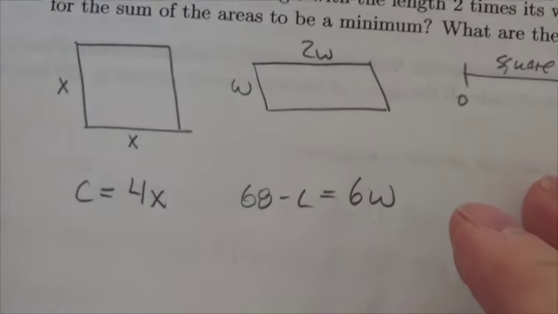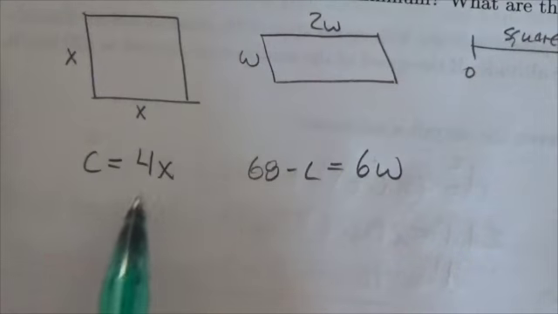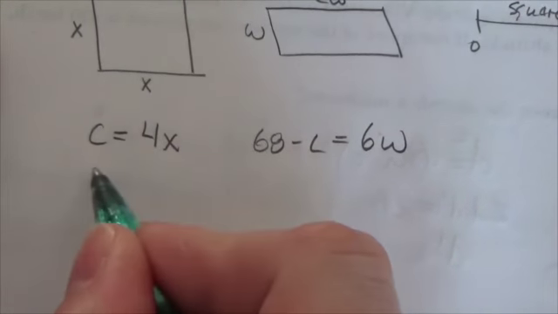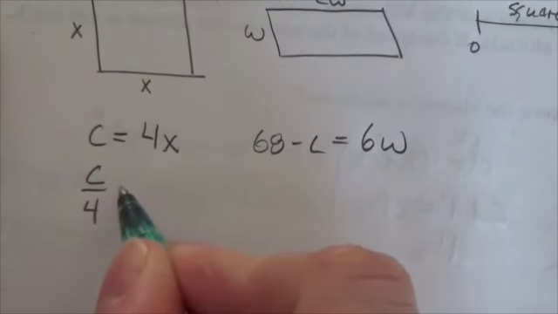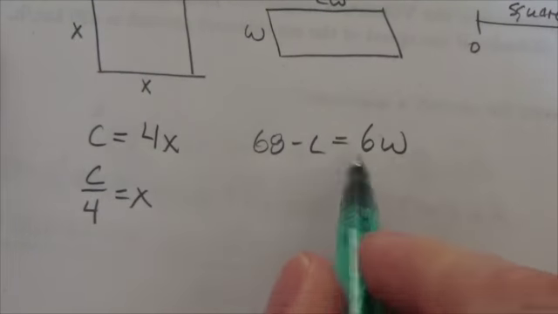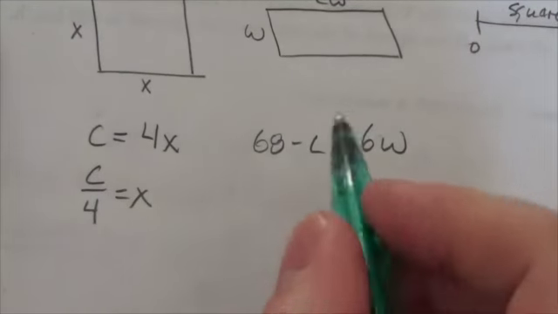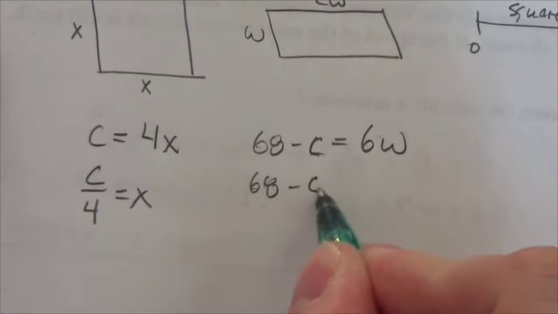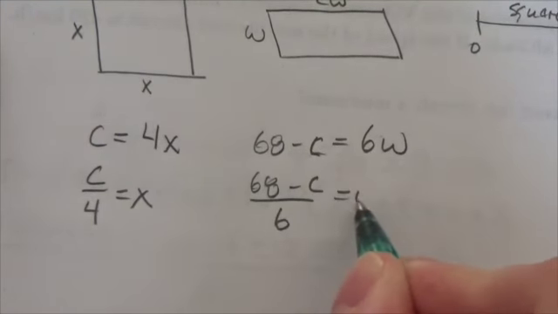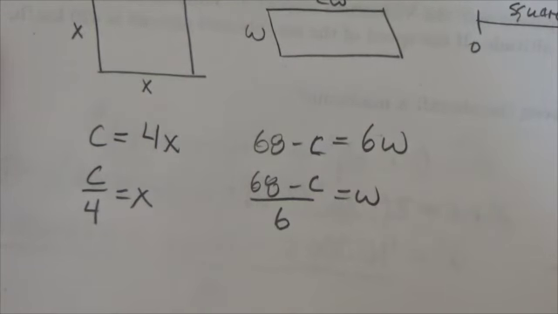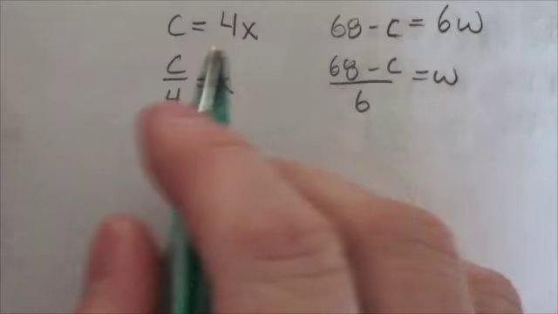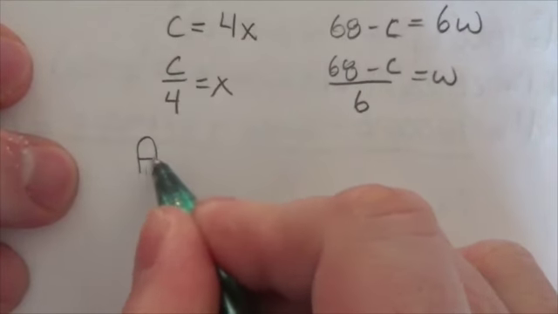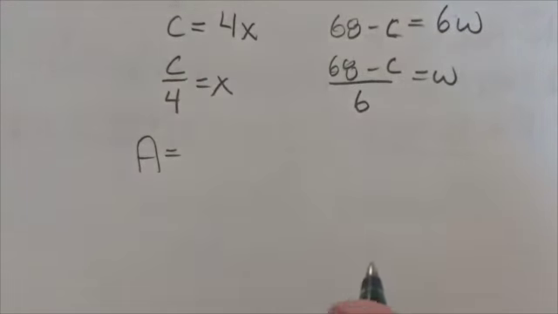So now x in this case is going to be C divided by 4. And the width of our rectangle is going to be 68 minus C, divided by 6. Now, the reason why that was important is that I can come up with an expression for area.